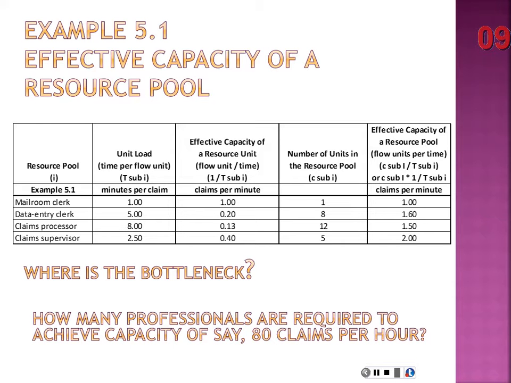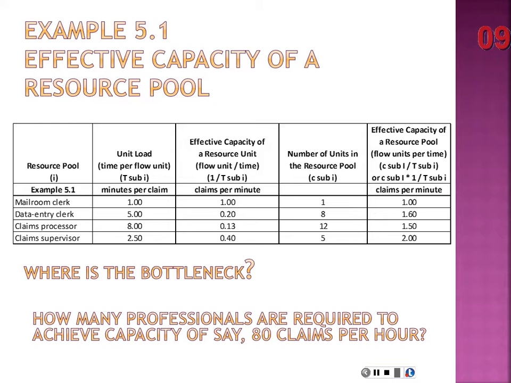Okay, so this is my table of how I set it up in Excel, and then I turn around and say, okay, well, to get my effective capacity of that resource unit, to convert that into claims per minute, it's the inverse of this. So 1 over 1 is 1, 1 over 5 is 0.2, 1 over 8 is 0.13, 1 over 2.5 is 0.4. That's all just the inverse, okay? So you're given this in the problem, you take the inverse of it, and then you're given how many resource units you have in that pool, okay?